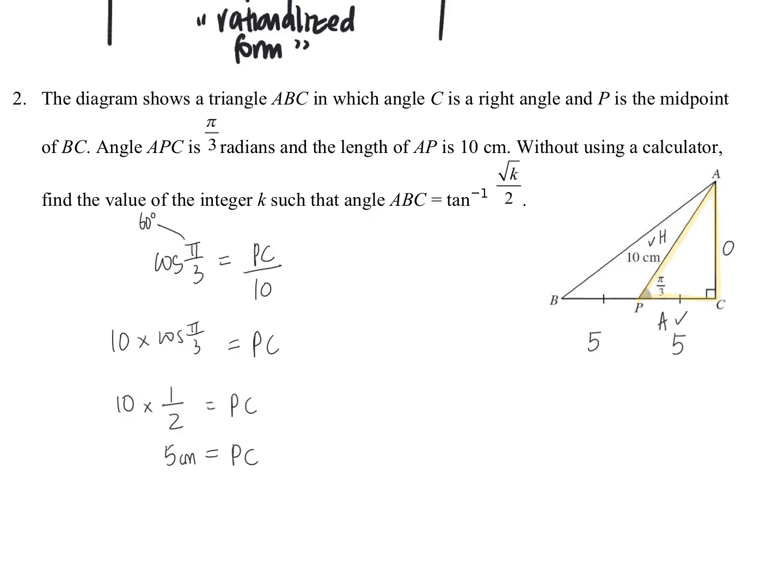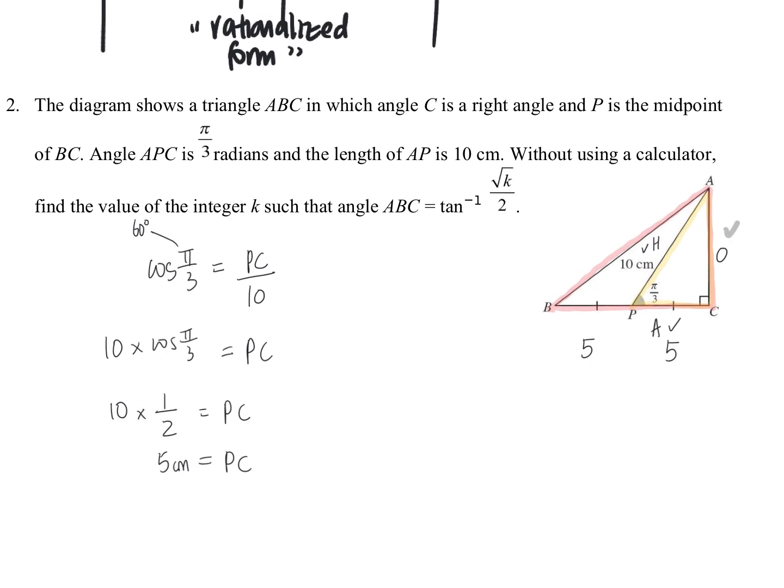So now we'll focus on the big triangle. Okay, the big triangle wants me to find the angle ABC. Oh, but I don't have enough info. I need at least 2 lengths of the big triangle. So I use the yellow triangle one more time and find O. I'm going to try finding O if I know H. So I'll use sine pi over 3. It's AC over 10. So AC is 10 times sine pi over 3.